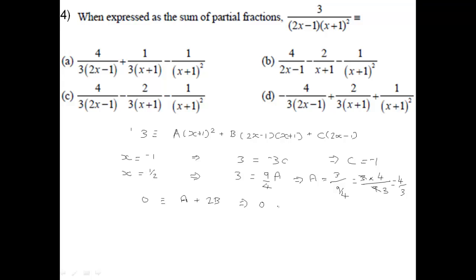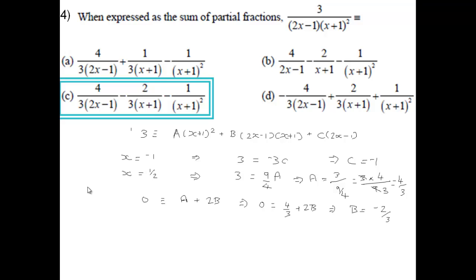And then if we put our value for a in, we get naught equals 4 over 3 plus 2b. So that implies then that b equals minus 2/3. So we can see there 4 over 3 for A, minus 2/3 for B, and minus 1 for C.